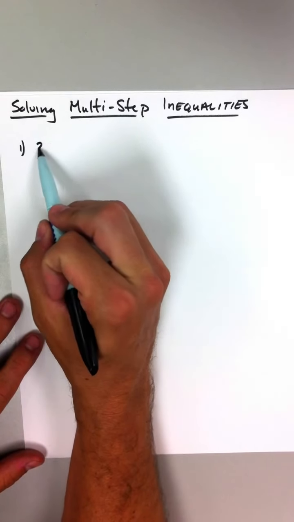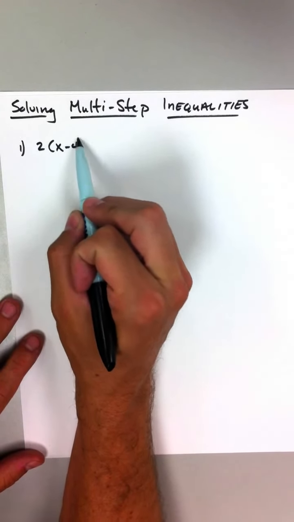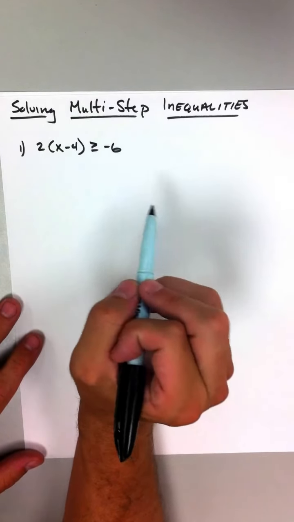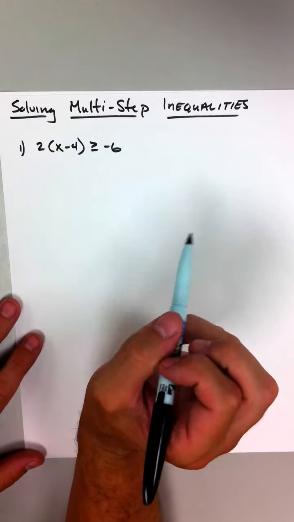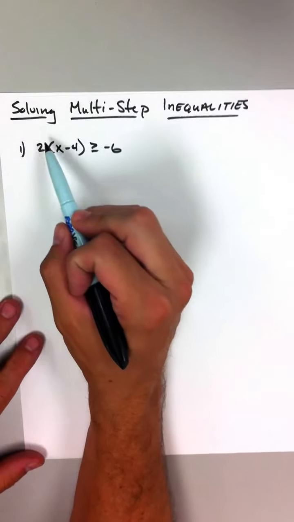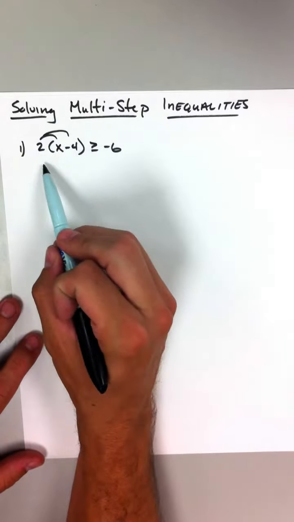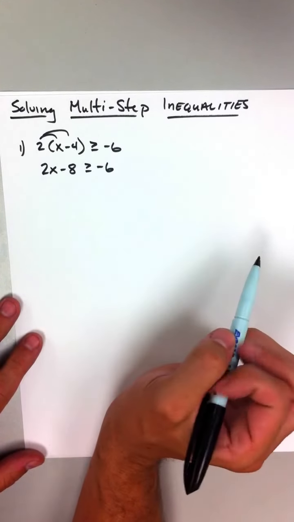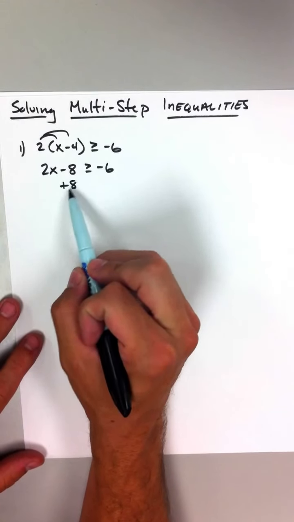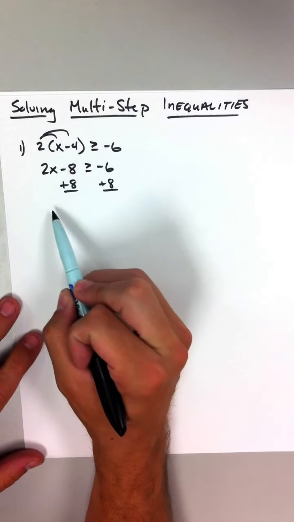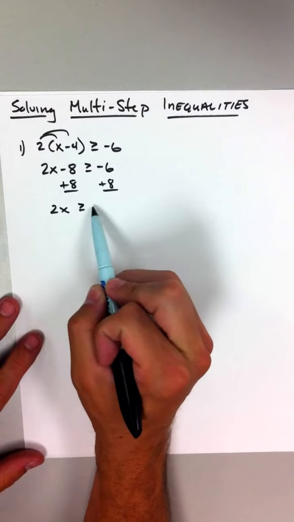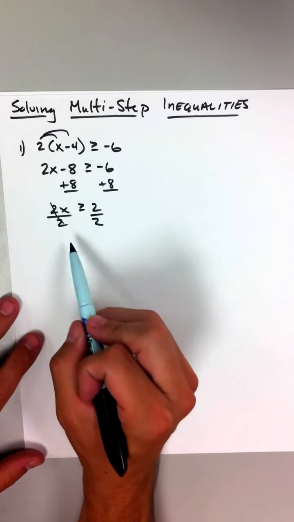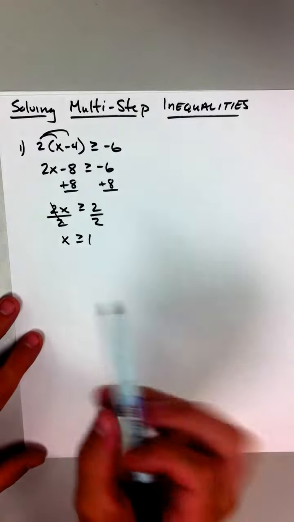So, let's try a problem like this. 2 times the quantity of x minus 4 is greater than or equal to negative 6. Okay, so just like an equation, very first thing, we will just distribute. I'm going to add 8 to both sides. So I get 2x greater than or equal to 2. I would divide by a positive 2, so I'm not going to switch my sign. I get x is greater than or equal to 1.